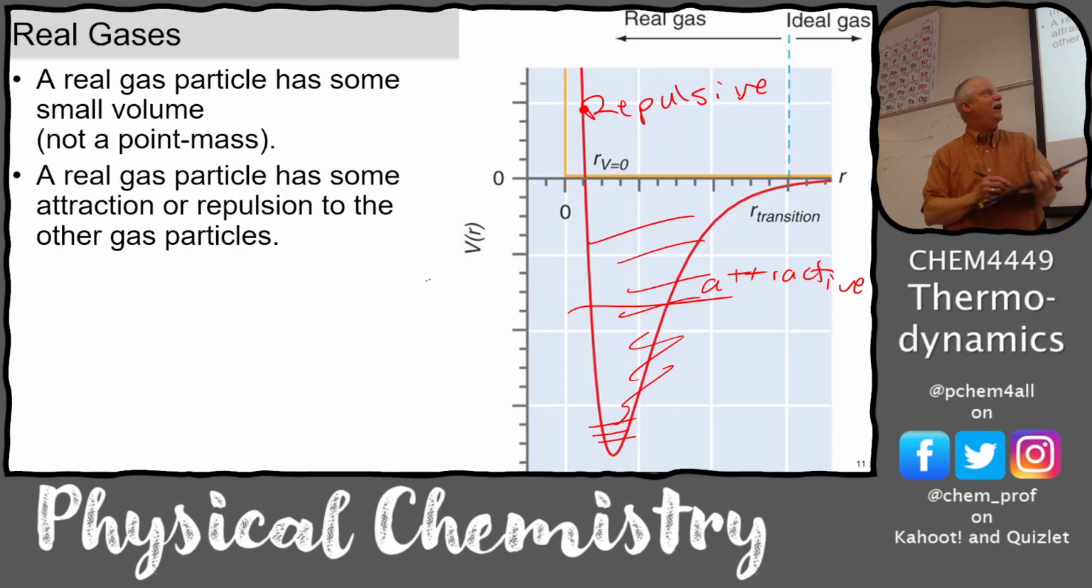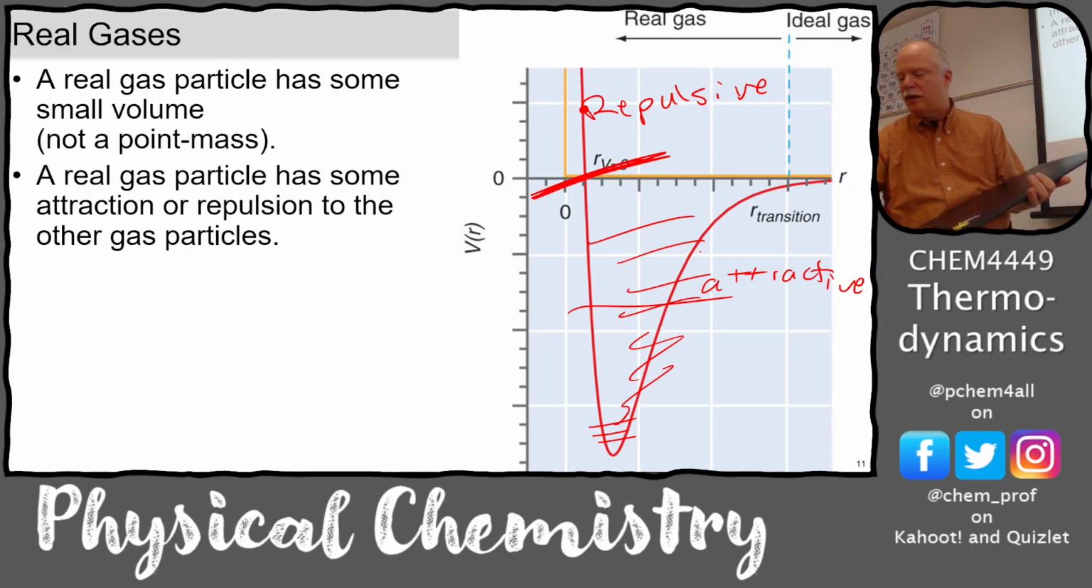If you're down in this attractive region, it likes it. So in order to expand that, I've got to pull those molecules apart. And I can't pull them apart without giving them energy or the temperature dropping. And so this inversion in the Joule-Thomson coefficient depends upon this break here, whether you're in a repulsive region of pressure or an attractive region of pressure.